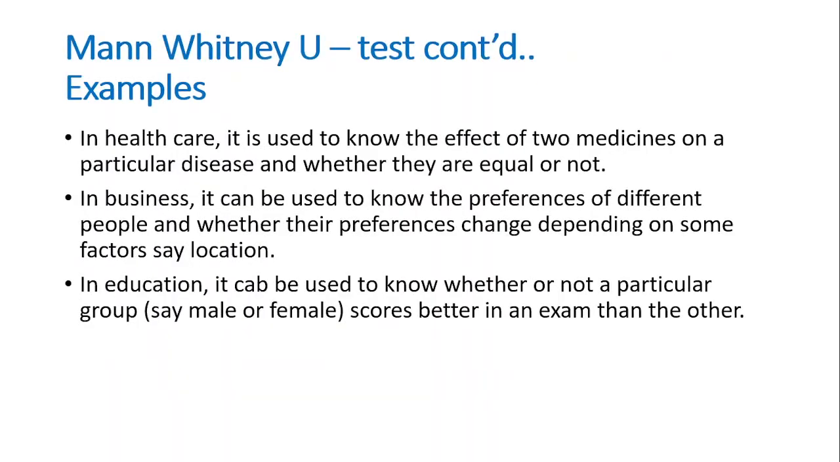Alright, the Mann Whitney U test is very useful. For example, in healthcare, it is used to know the effects of two medicines on a particular disease and whether they are equal or not. In business, it can be used to know the preferences of different people and whether their preferences change depending on some factors, say their location. In education, it can be used to know whether or not a particular group, say male or female, scores better in an exam than the other group.